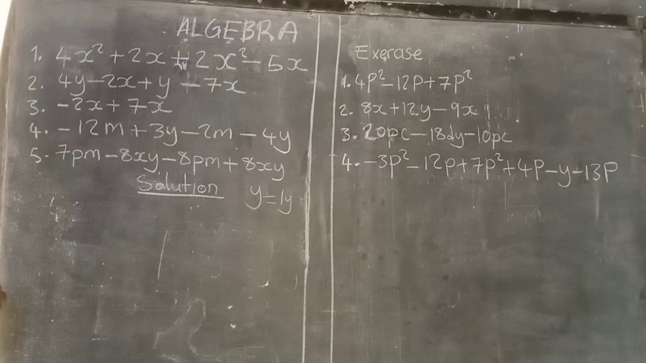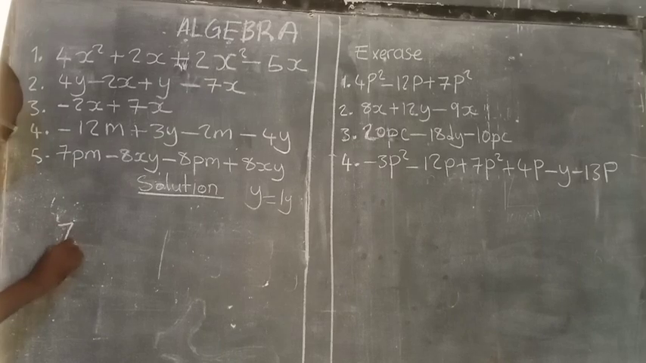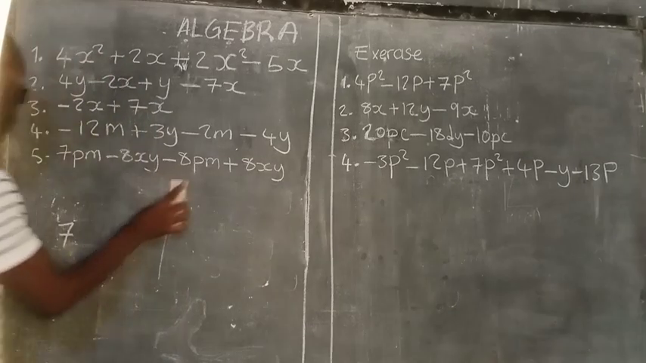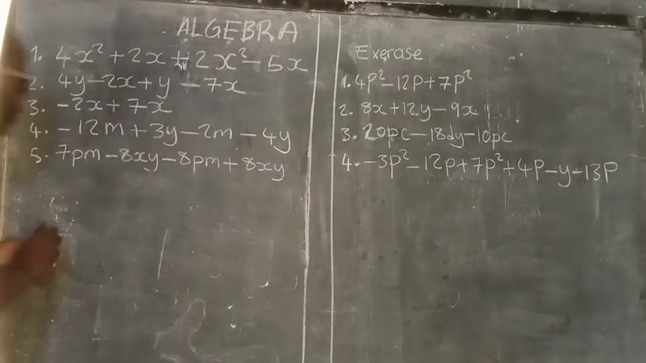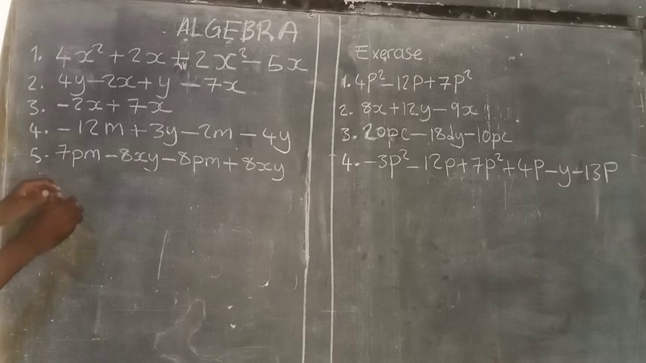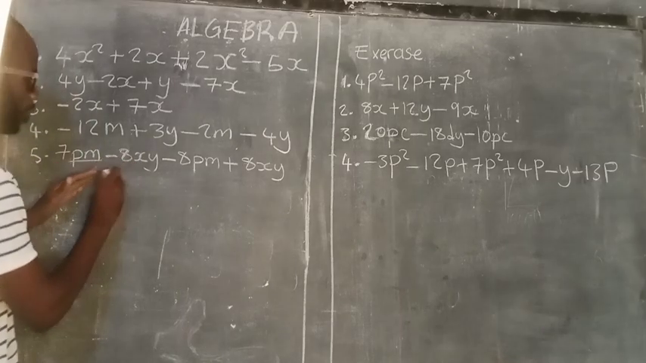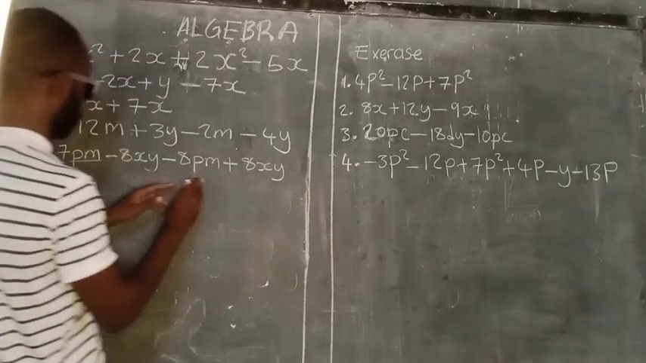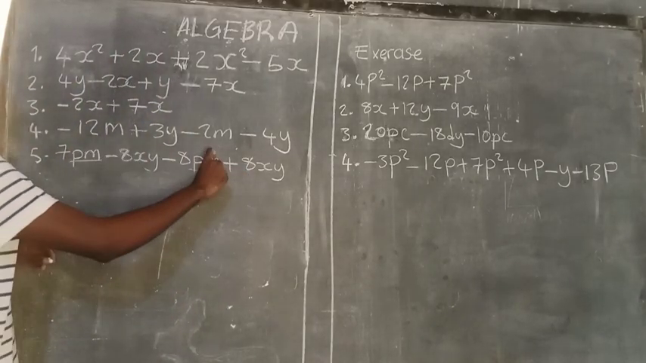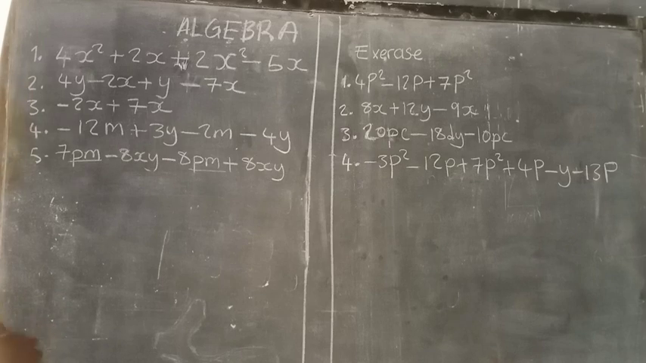Our final question for today. Question number 5. We firstly identify the like terms. We have PM. Looking for another PM here. Okay, so we have another PM over here. So this and this, they belong to the same family. These are like terms. Let us put them together.